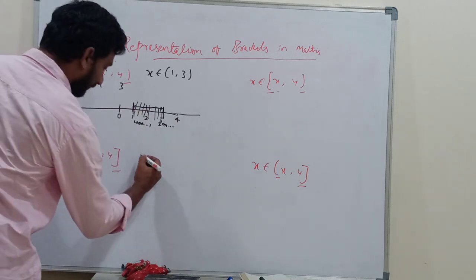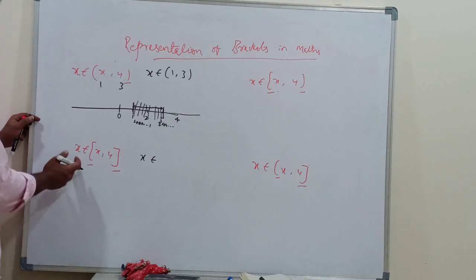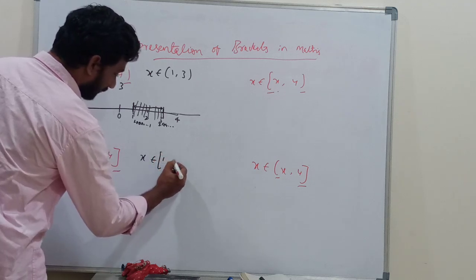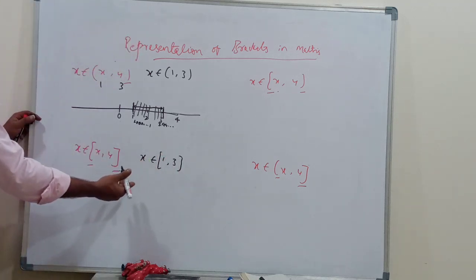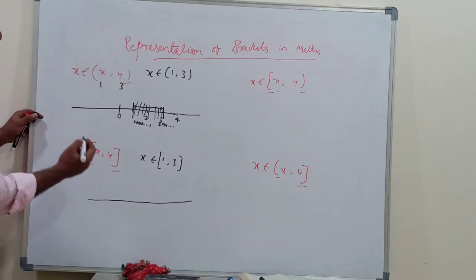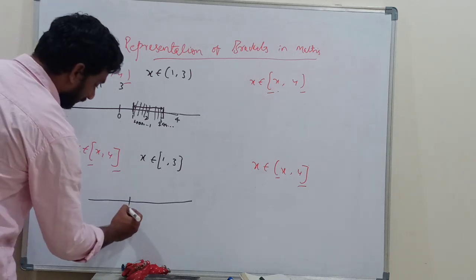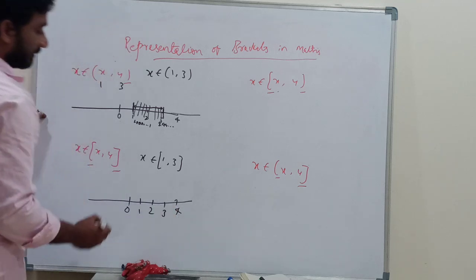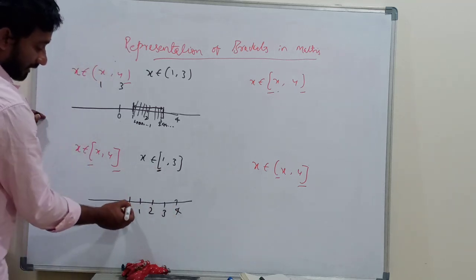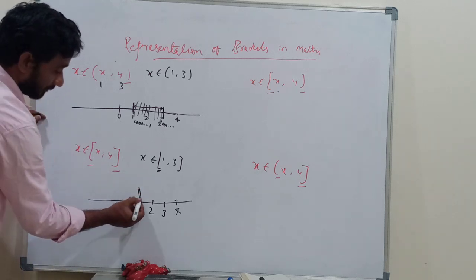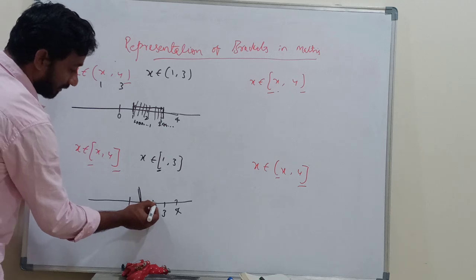Here again I am taking x belongs to, opening with a closed bracket and closing with a closed bracket. So that means x belongs to closed bracket 1 comma 3 closed bracket. In a straight line I have to represent this. So again 0, 1, 2, 3, 4. This closed bracket means it will start from that point and include this point also. That means I am including from 1. So the graph starts from 1 to 3.